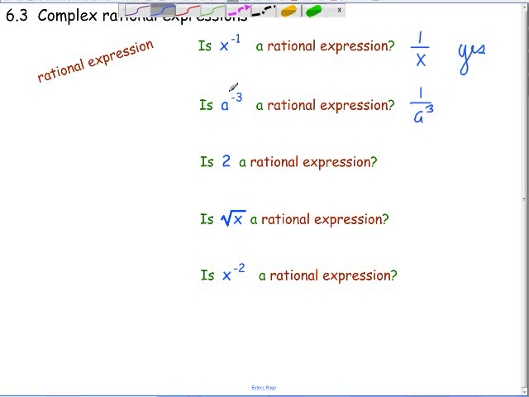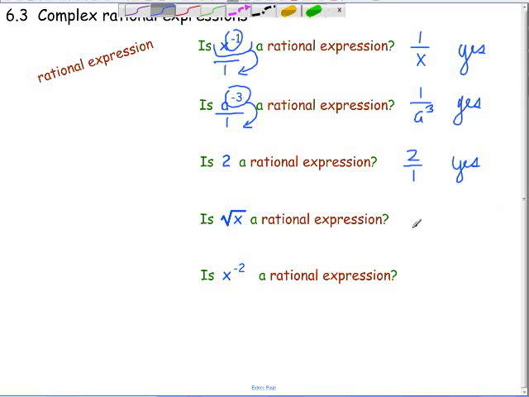Remember that when we're looking at exponents, if you move the whole expression to the denominator, you can change the negative in an exponent to a positive. All right, so yes, this is a rational expression. Is 2 a rational expression? Yes, it is.